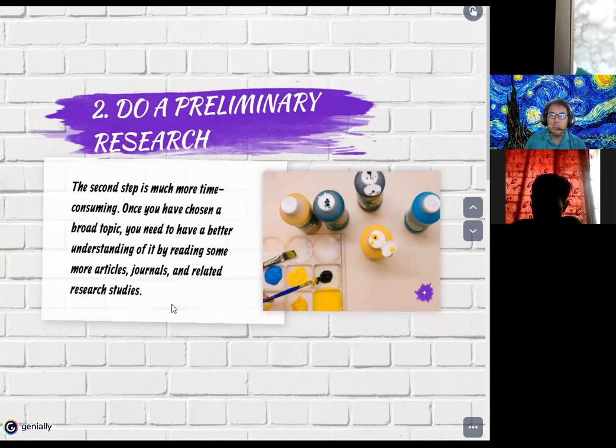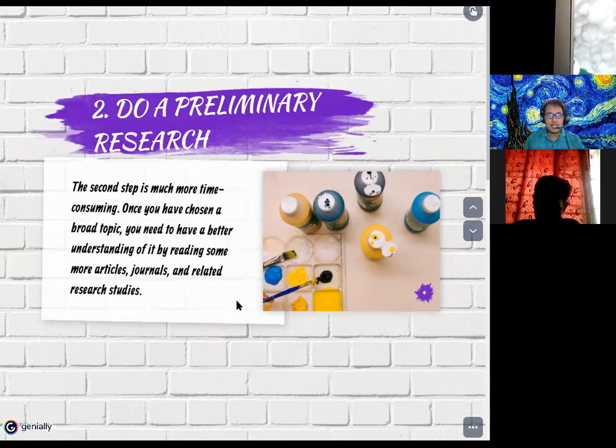So kapag nakapili ka na ng broad topic mo, kailangan mo na ngayon mag-research. Okay, do a preliminary research na. Hahanap ka na ng mga articles tungkol doon sa topic na yon, journals, research studies previously conducted, hahanap ka na ng mga yon. Okay, as a preliminary research. Bakit kailangan humanap? Para makita mo kung feasible ba siya. Kung possible ba siyang gawin or is it possible to work on. So kaya tayo gumagawa ng preliminary research regarding your chosen topic.